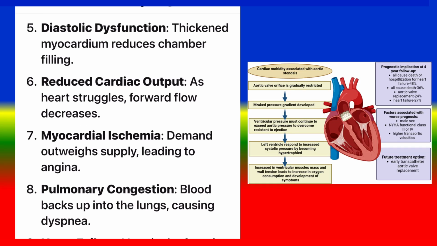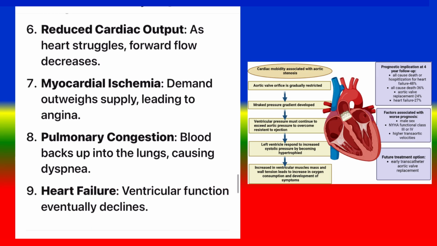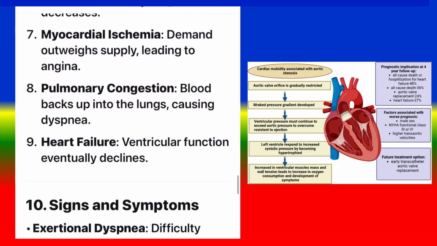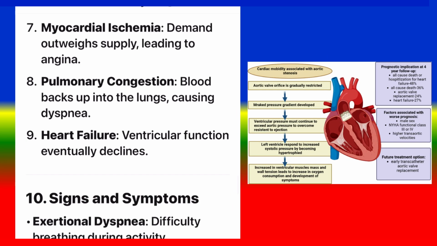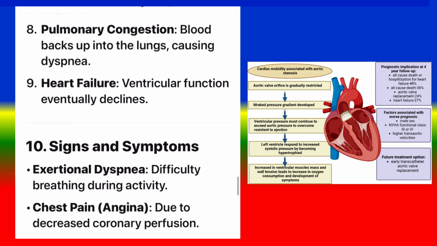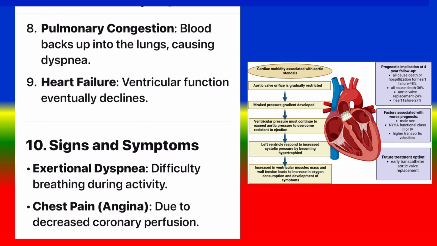6. Reduced cardiac output, as heart struggles, forward flow decreases. 7. Myocardial ischemia, demand outweighs supply, leading to angina. 8. Pulmonary congestion, blood backs up into the lungs, causing dyspnea. 9. Heart failure, ventricular function eventually declines.